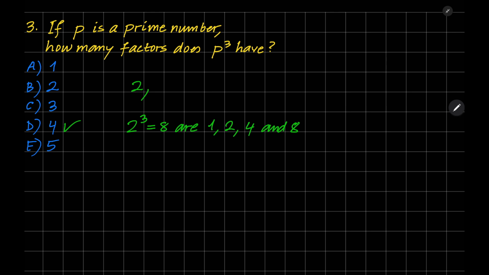In general, since p is prime, the only numbers that go into p cubed without a remainder are 1, p, p squared, and p cubed. That's the answer. Let's go to the next question.